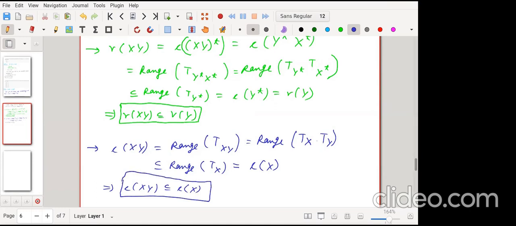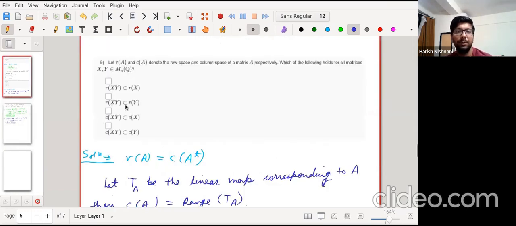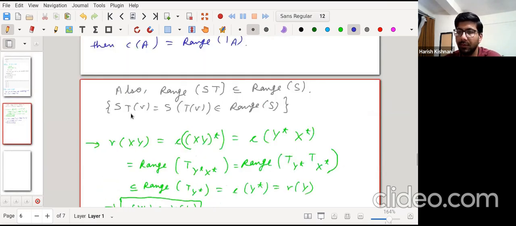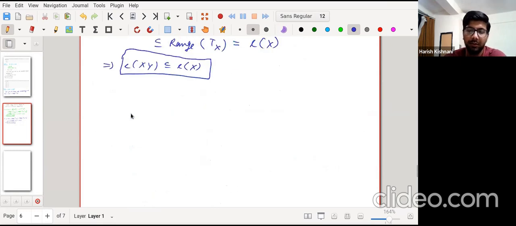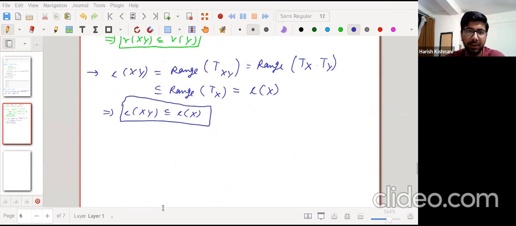So that's what we are supposed to see, which containment is true. So for row space, the second one is true. For column, the first one. Okay. So you just look at it once. I'm just writing the question then.